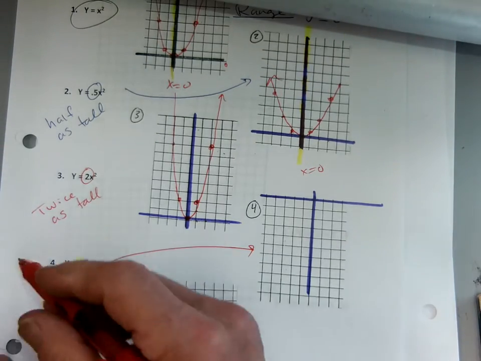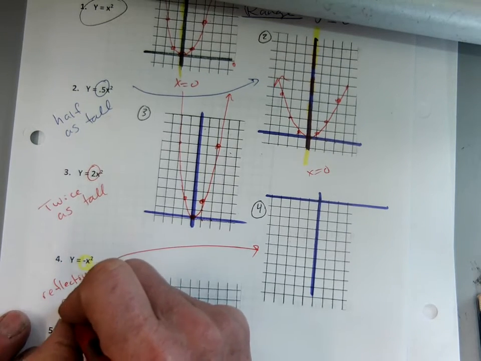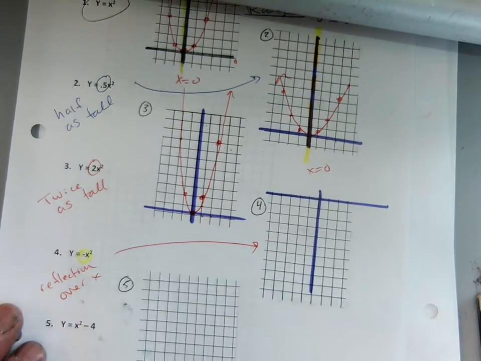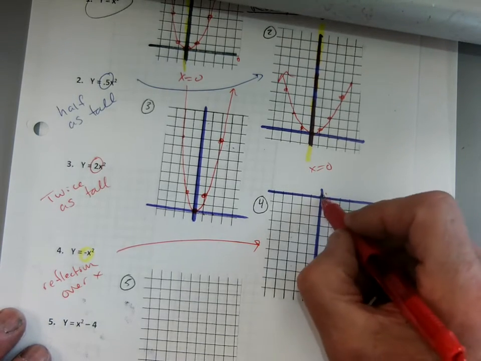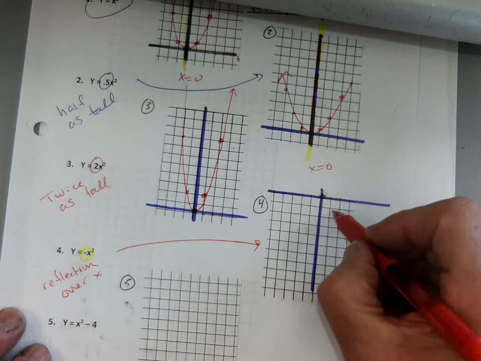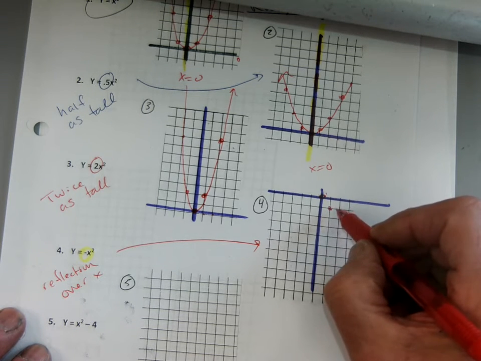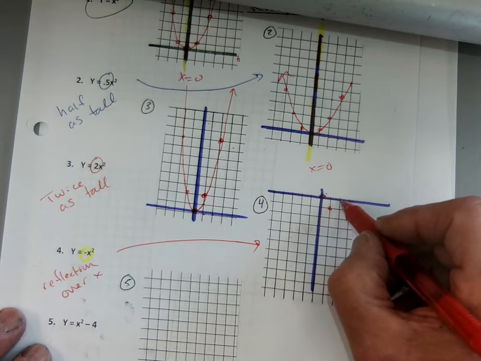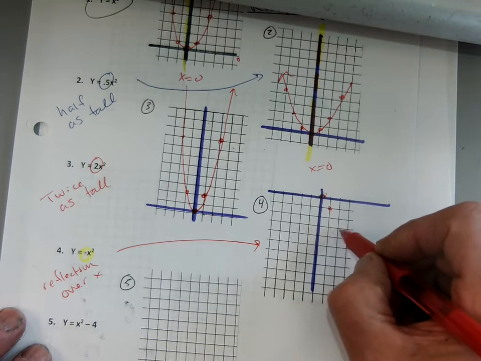So I have a reflection over the x-axis. I'm still going to go to 0, 0. 1, 1, but it's upside down: 1 squared is 1, but upside down, negative 1. Then x is 2: 2 squared is 4, but upside down: 1, 2, 3, 4.